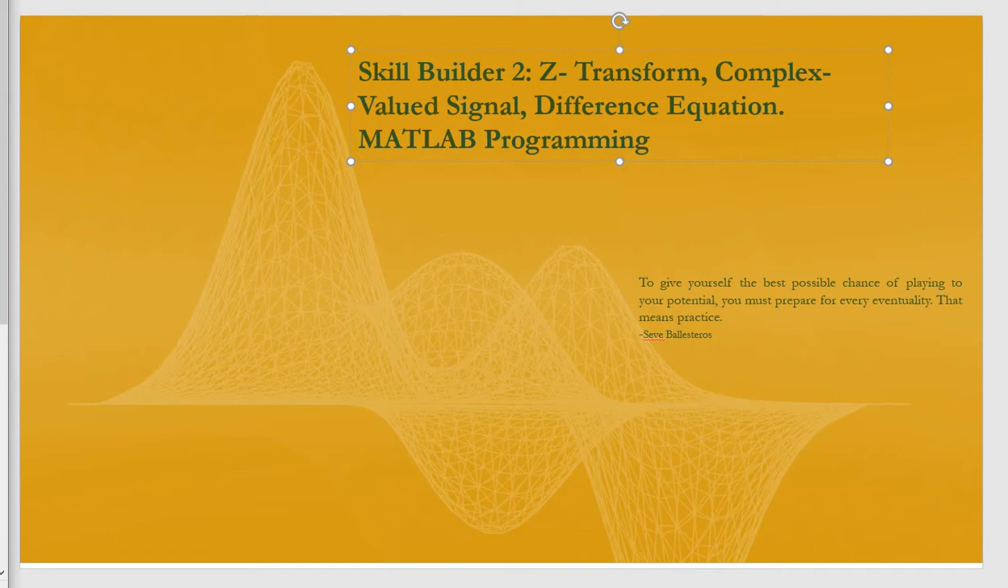skill builder number 2. So in this video, what we're going to learn is first, we're going to find the Z transform. Second is complex valued signal. So we're going to handle that part also. And lastly, the difference equation. Okay, so these three topics are under digital signal processing, and this skill builder would be a great help with regards to this concept, especially in specifics of MATLAB programming.